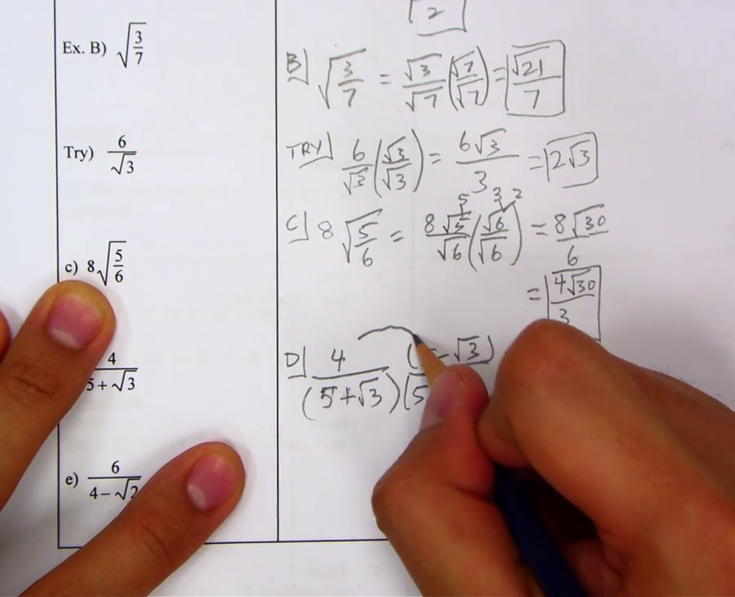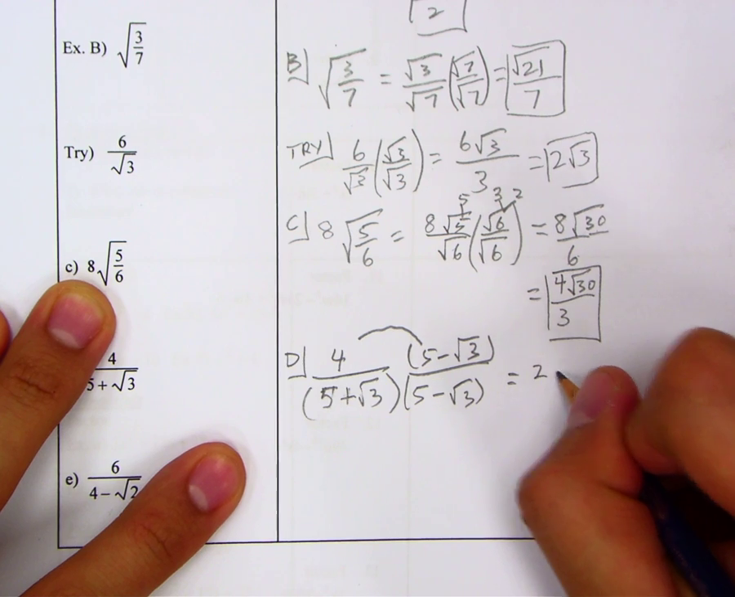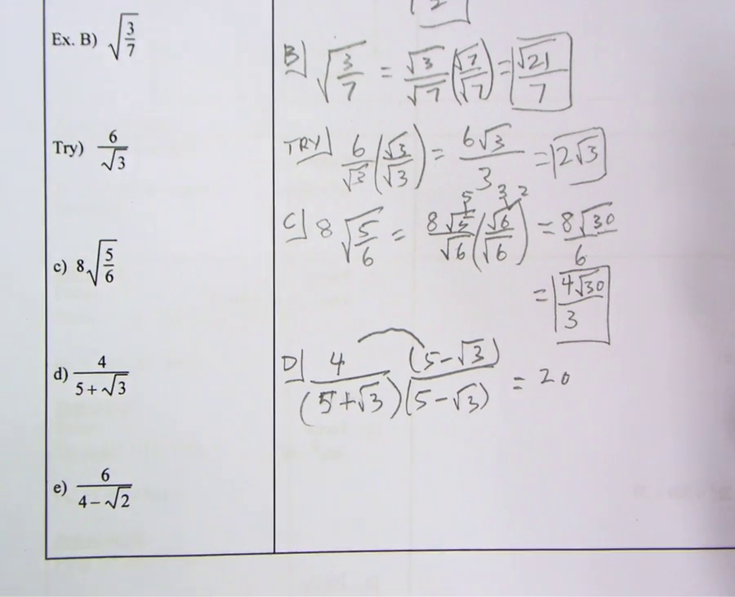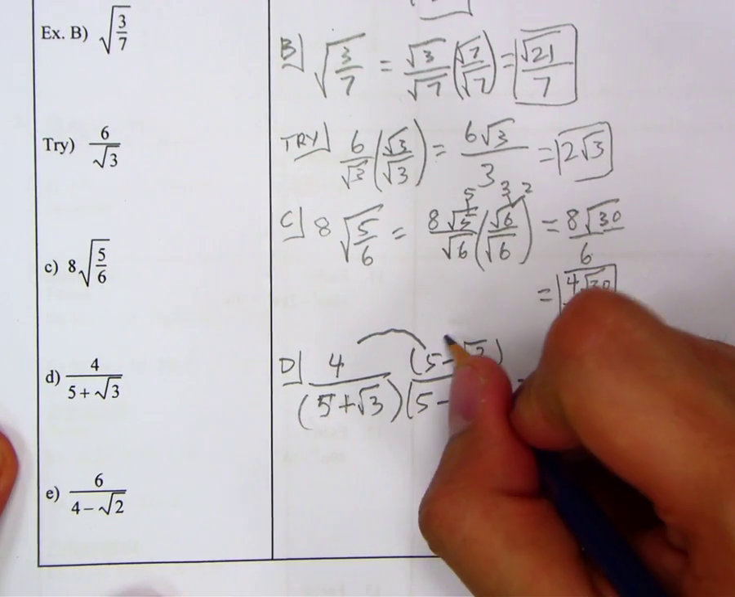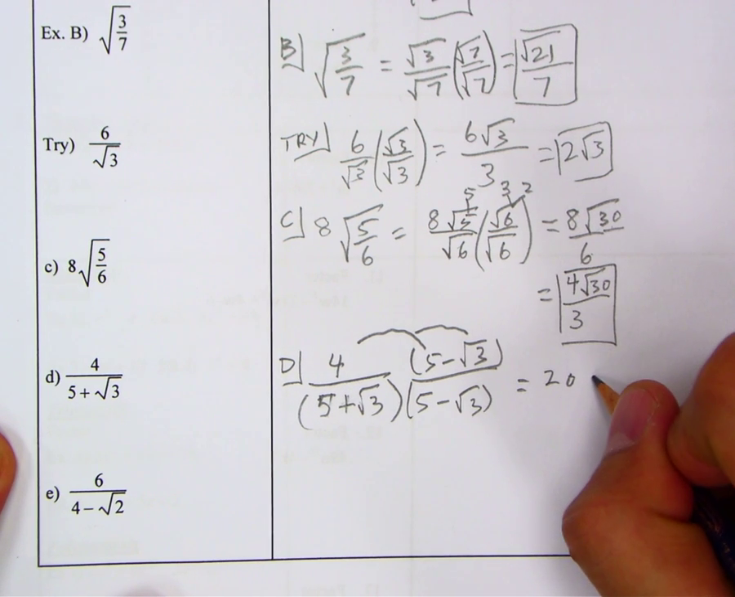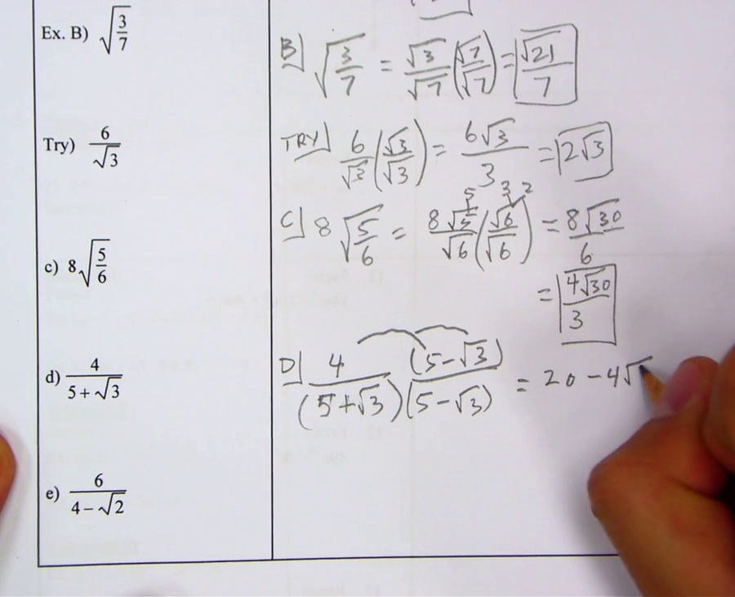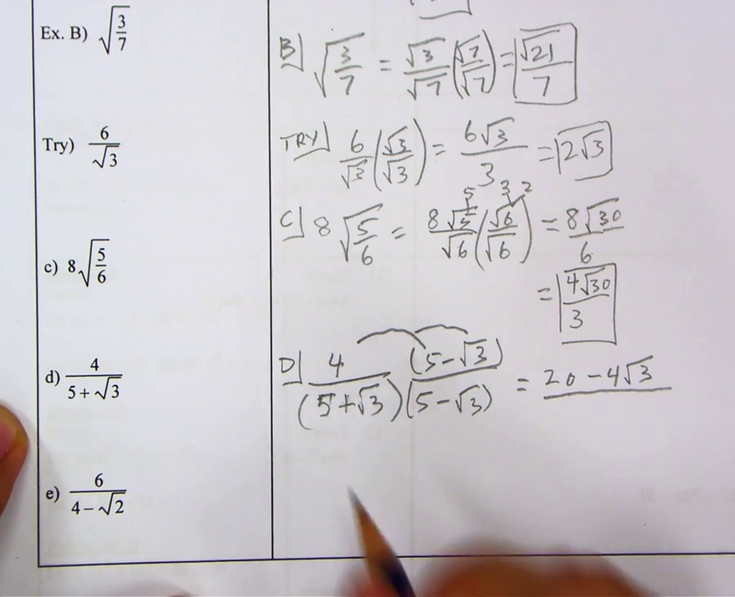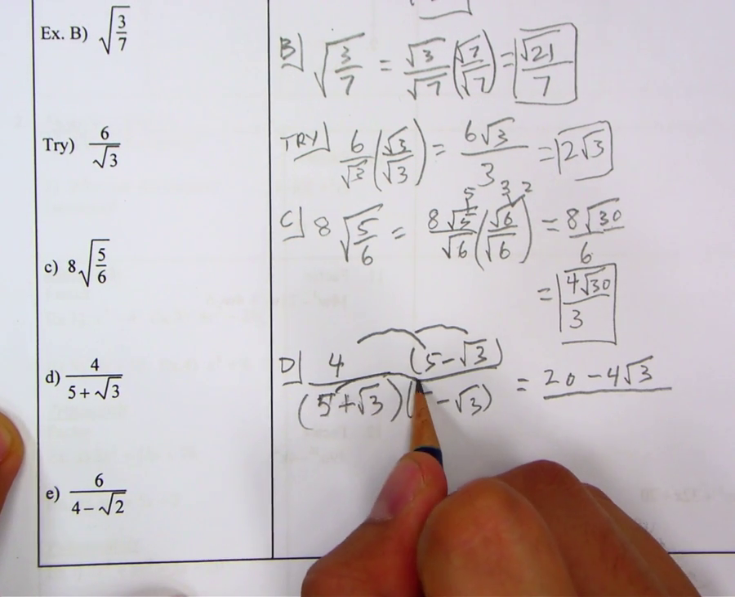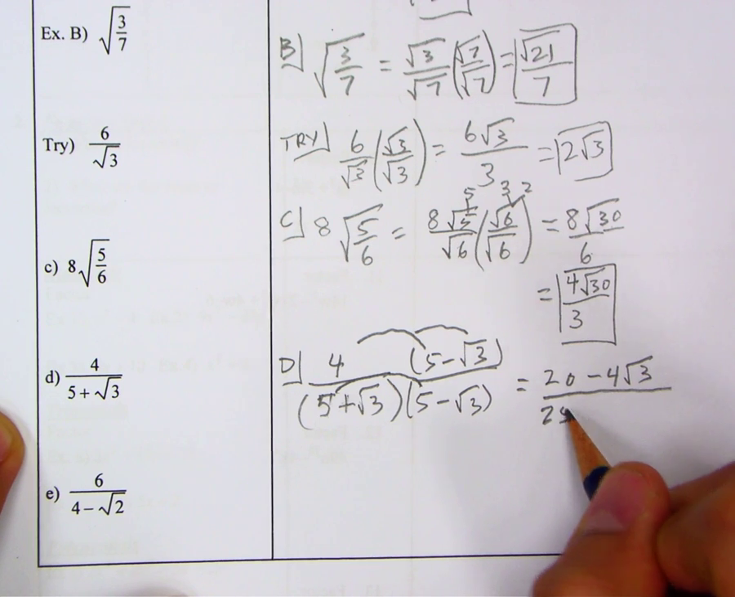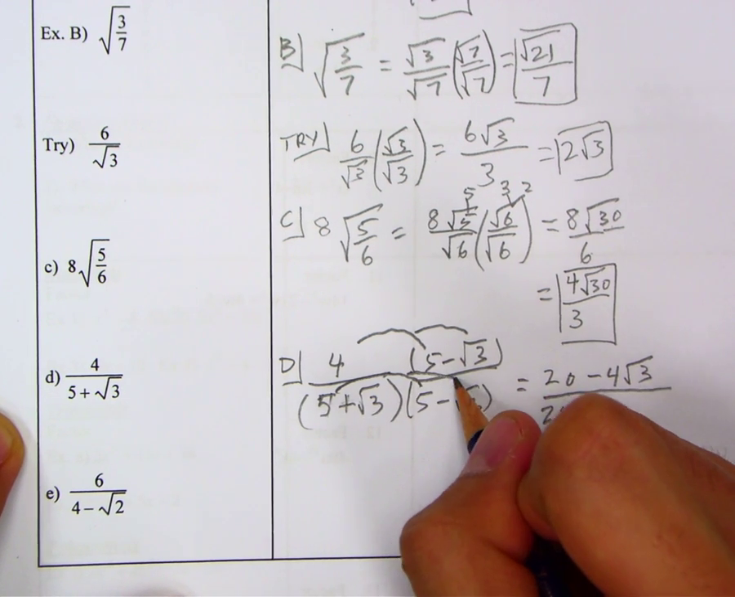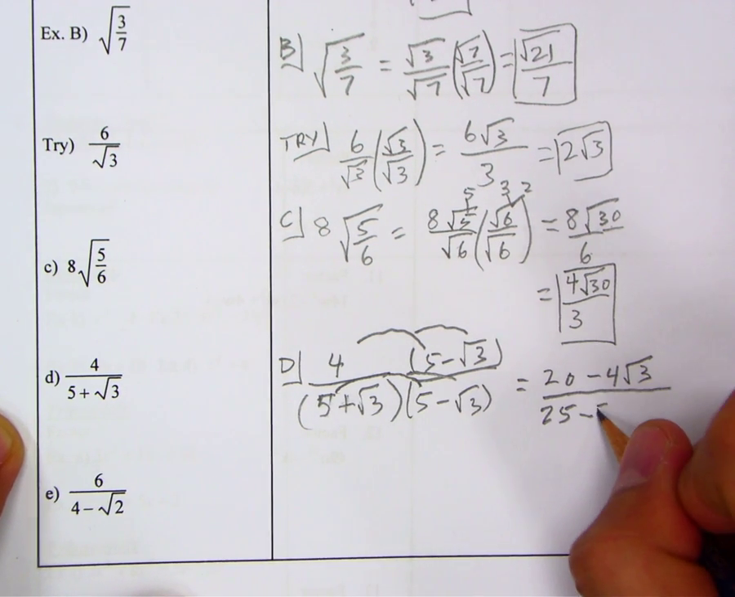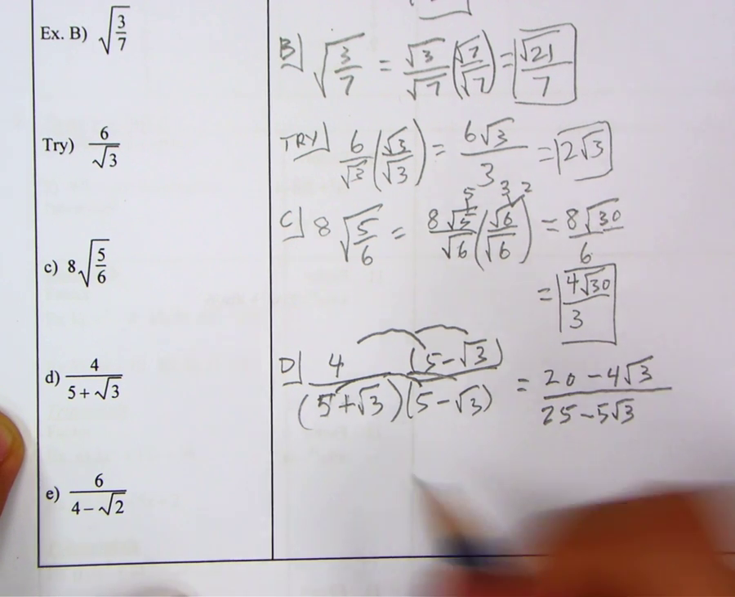So distribute the top. 4 times 5, 20. 4 times square root of 3 is negative 4 square root of 3. And then I'm going to multiply the bottom, follow it out. 5 times 5, 25. 5 times square root of 3 is negative 5 square root of 3.